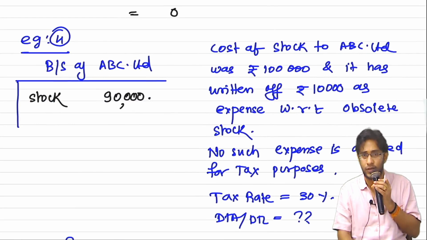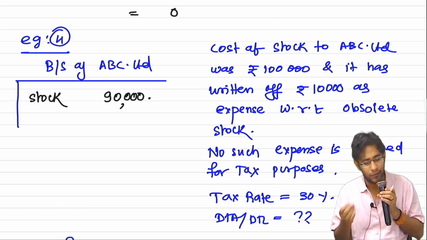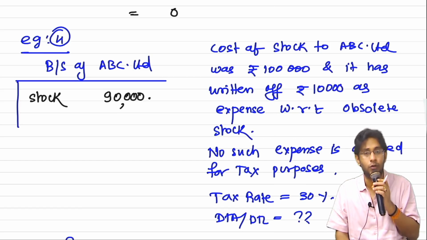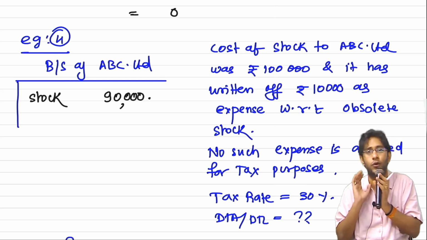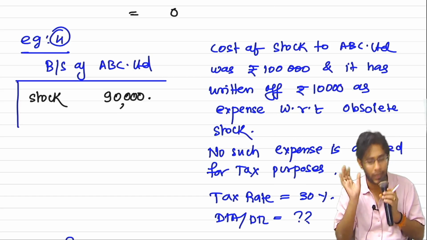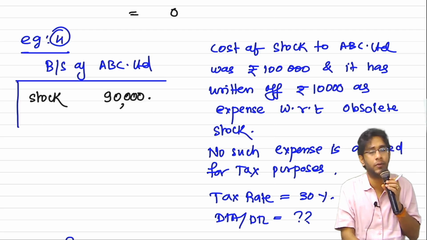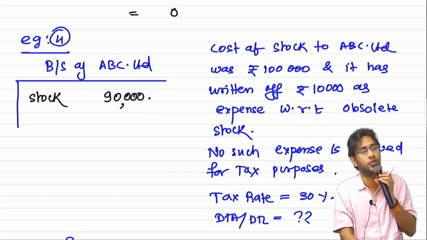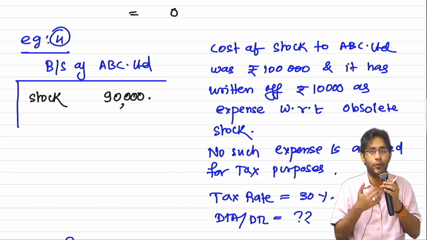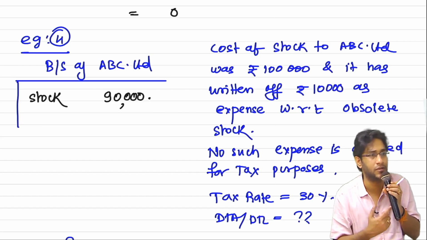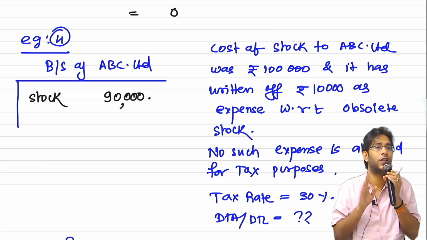Stock is appearing at a carrying amount of 90,000. The cost of stock to ABC Limited was actually 1 lakh, but it has written off 10,000 rupees as expense with respect to obsolete stock. Some outdated stock is there, and they removed it from the balance sheet. So effectively only 90,000 is appearing in the books, and a 10,000 loss we booked in my accounting P&L. But no such expense is allowed for tax purposes. That means what? As per the Income Tax Act, the carrying amount of the stock is how much? 1 lakh. But as per books of accounts, 90,000. So our carrying amount is 90,000. From the income tax point of view the carrying amount is 1 lakh. The income tax point of view carrying amount is called what? Tax base.